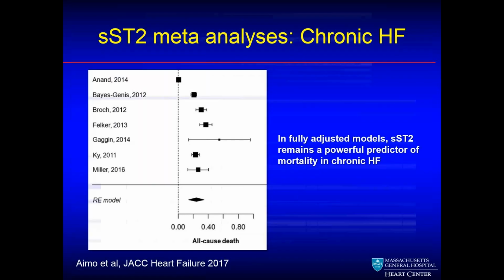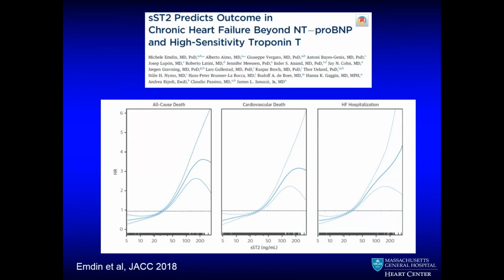Importantly, when we look at the value of ST2, much like any biomarker, there's a cutoff that predicts risk. The cutoff appears to be right around 35 nanograms per milliliter. So in chronic heart failure, the cutoff of 35, whether we're trying to predict all-cause mortality, cardiovascular death, or heart failure hospitalization, seems to be right around 35 nanograms per milliliter. But of course, the higher the concentration in chronic heart failure, the worse the patient does.